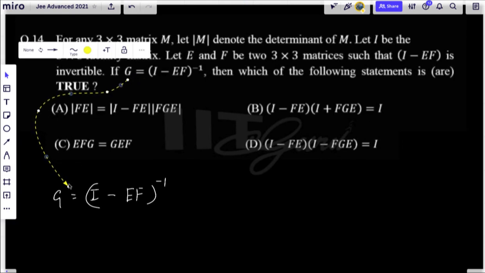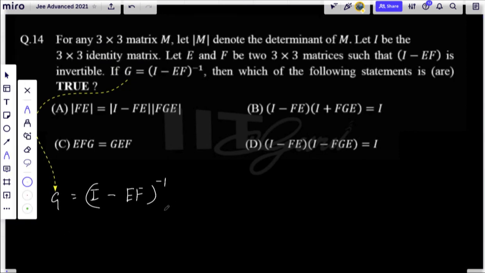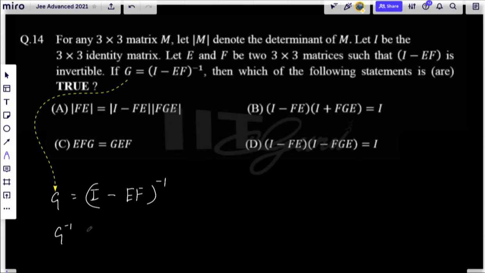So we are writing for G, that is I minus EF. Okay, so this is the G part, which is I minus EF. So for this we can say G inverse. What about this one, G inverse? G inverse is equal to, we can say, I minus EF. Once again, inverse of inverse, that is, it replies. So G of G inverse.